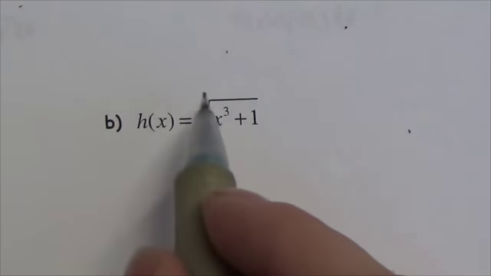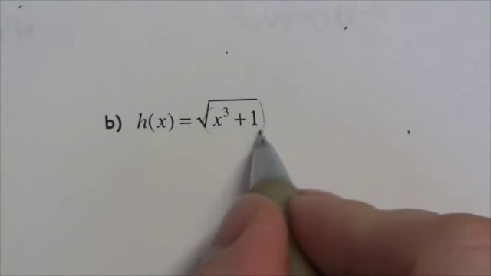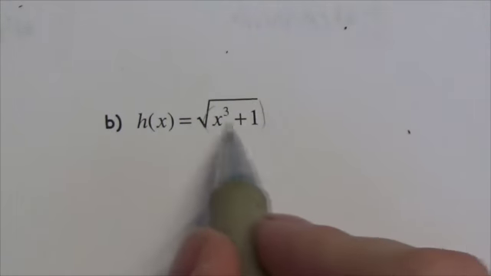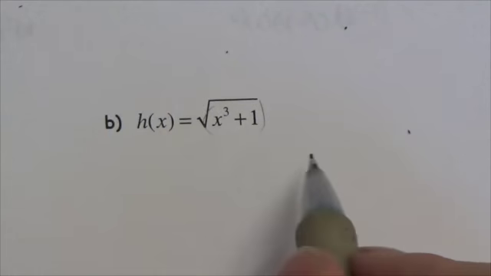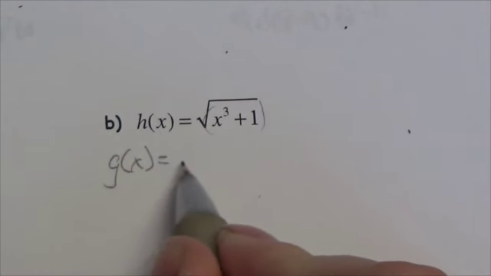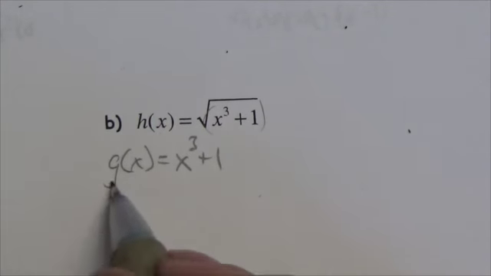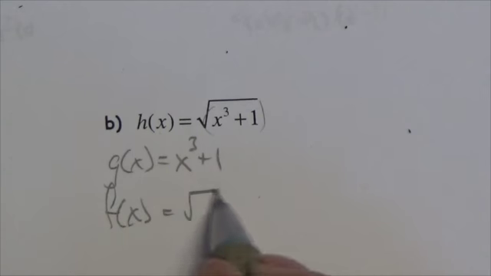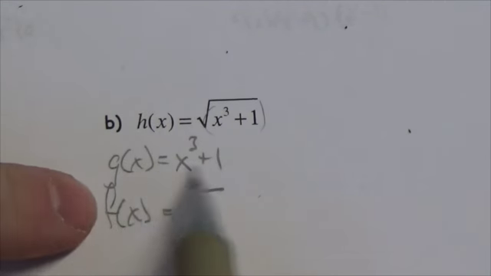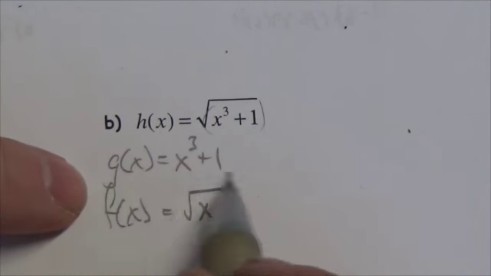H of x is equal to the square root of x cubed plus 1 here. Well, I could interpret it like this. It looks to me like g, the inside function, could be interpreted as x cubed plus 1, where f of x is the square root of x. And then g is composed inside f, or f is composed with g, that goes into where the independent variable is.